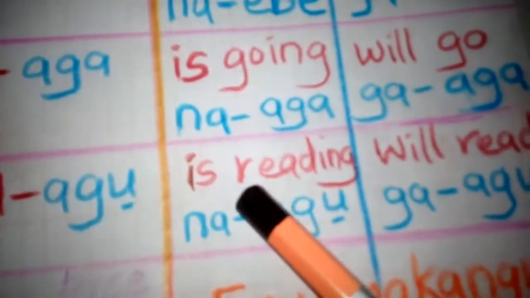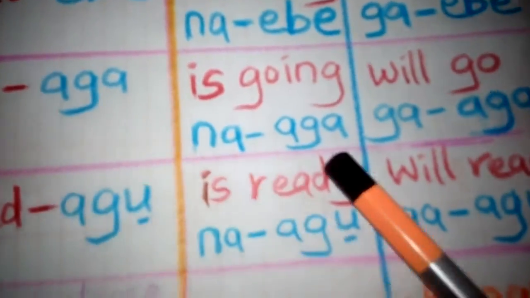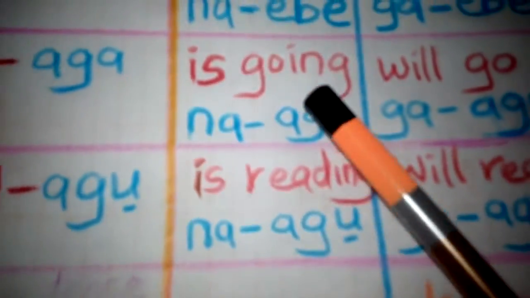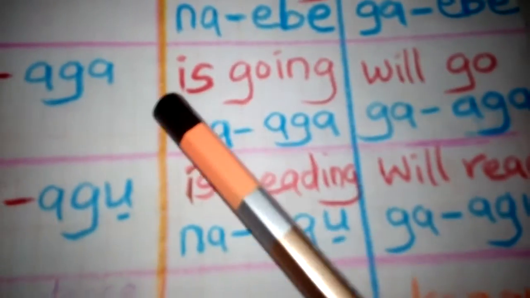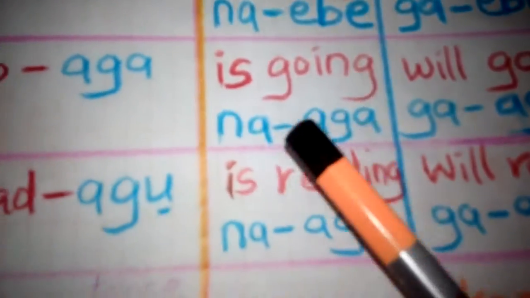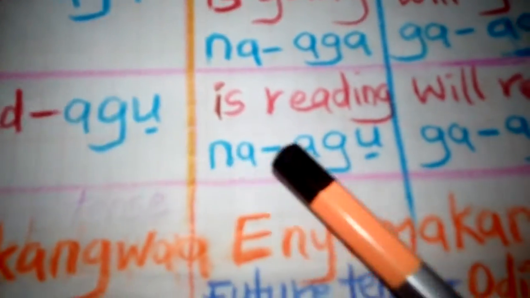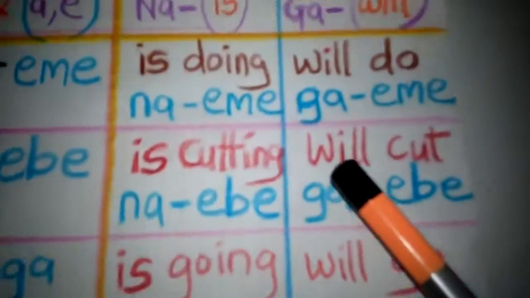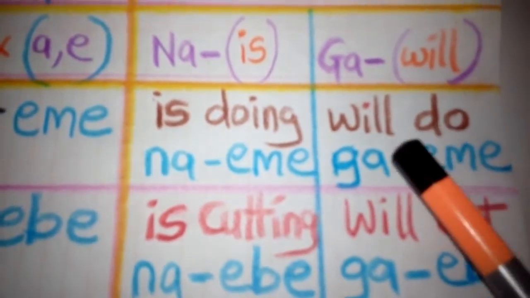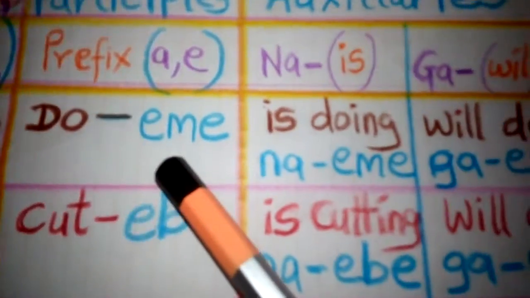This is auxiliary, so this shows a complete verb. When you add this auxiliary na, it shows a complete verb, it makes sense. Is going, na aga. Is reading, na ago. Will go, will do.